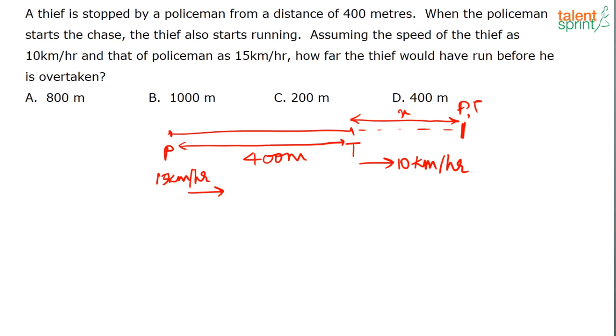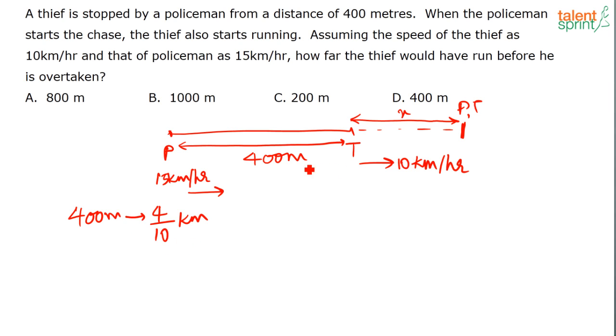As I said, whenever you get a question on time, speed and distance, look at the units and see to it that the units are uniform for time, speed and distance. Here I am doing it this way for easiness of calculation. Now, what is given? The distance between the policeman and the thief is 400 meters. How much is 400 meters? 400 meters is 400 by 1000 kilometers, which is nothing but 4 by 10 kilometers.